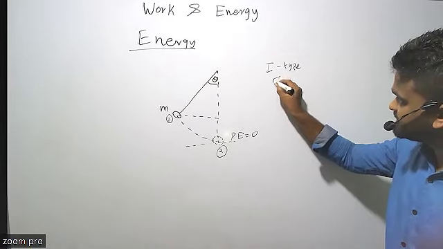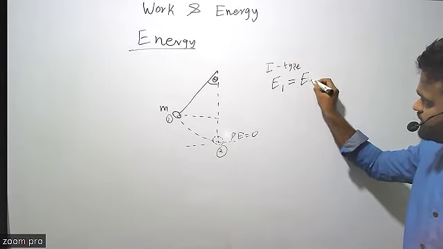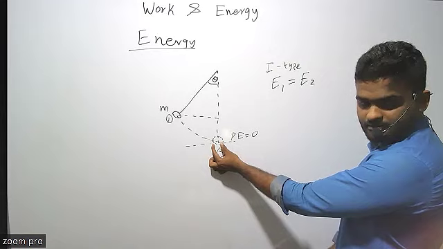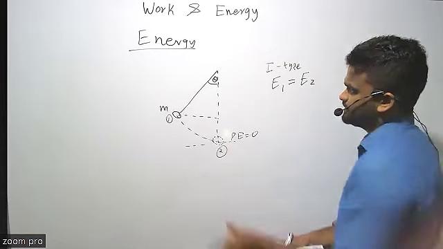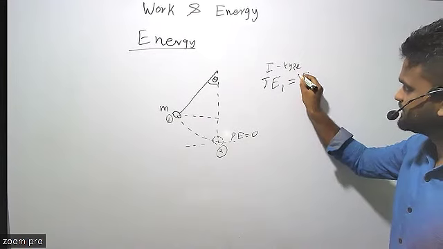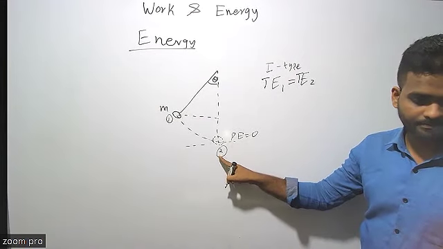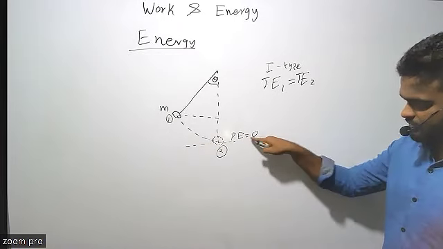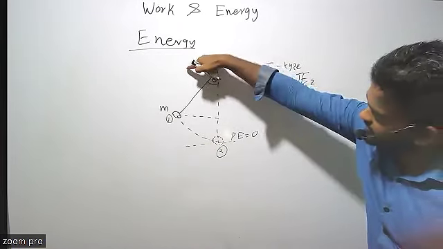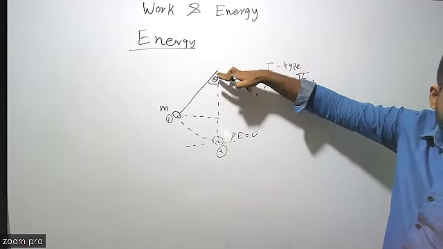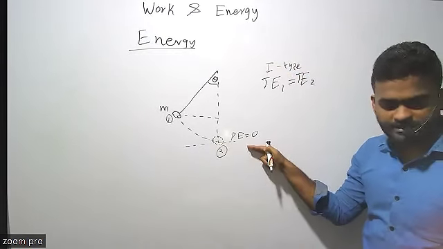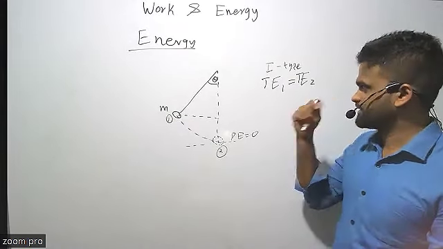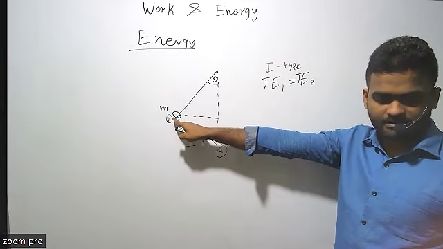According to energy conservation, what should happen? Energy at the first case is equal to energy at the second case. Total energy here is equal to total energy at the second case. So this is the P equals 0 line. If you want, you can consider P equals 0 to be here as well. You can choose any level, but I chose this level. So what is the total energy here?